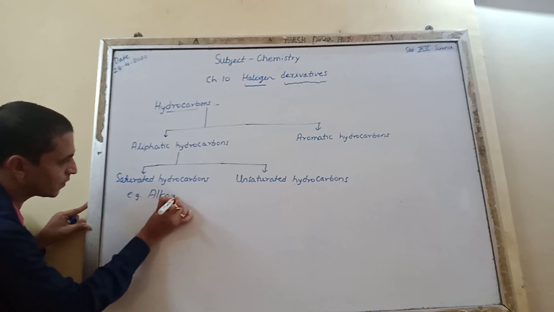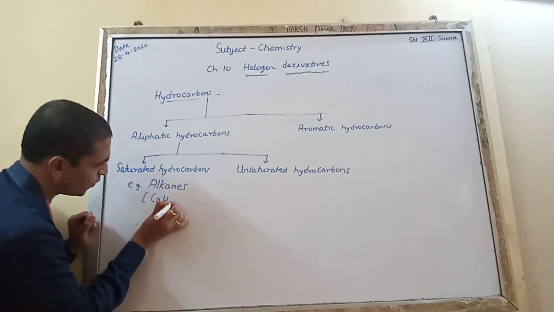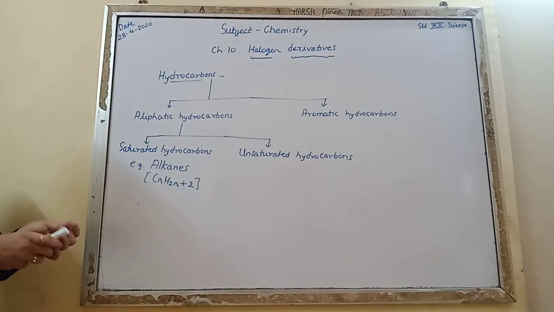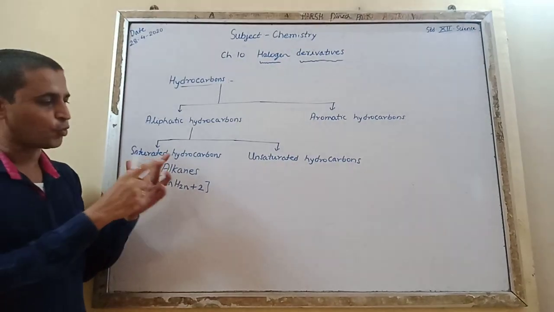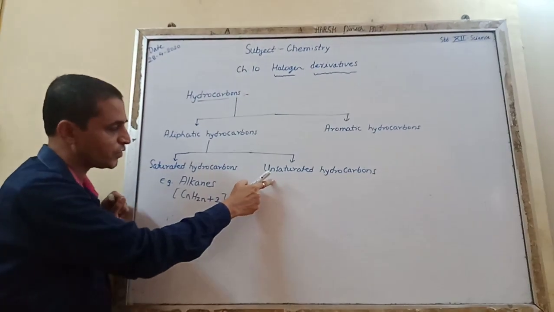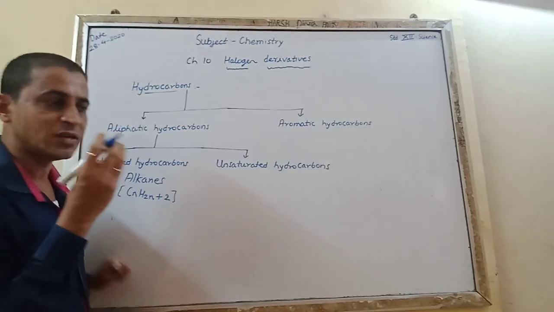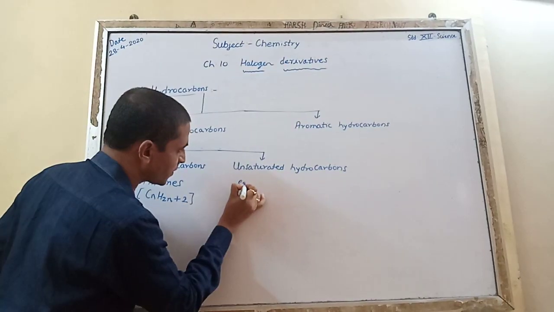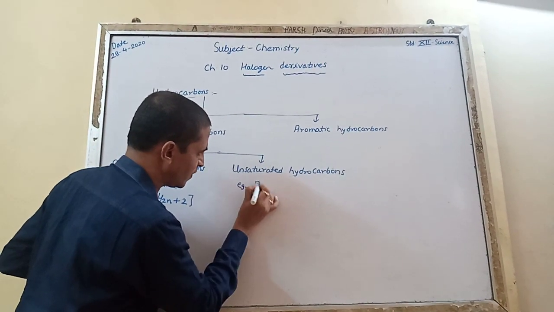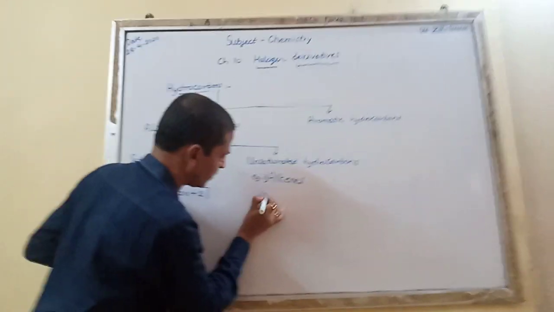You know that the alkanes general formula is CnH2n+2. Alkanes contain first is what? Methane, ethane, propane, butane, pentane, etc. Now come to unsaturated hydrocarbons. Unsaturated hydrocarbons are those hydrocarbons in which at least two carbon atoms are linked by double or triple bond. Here examples are alkenes and alkynes.